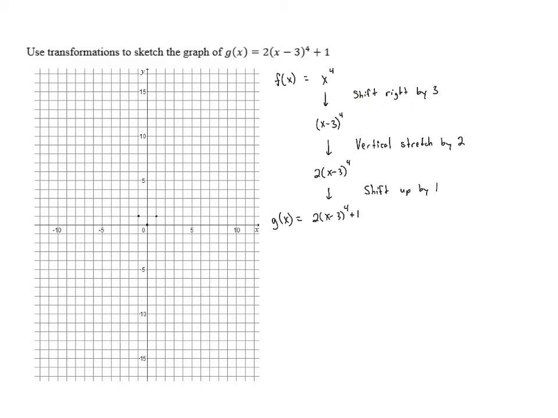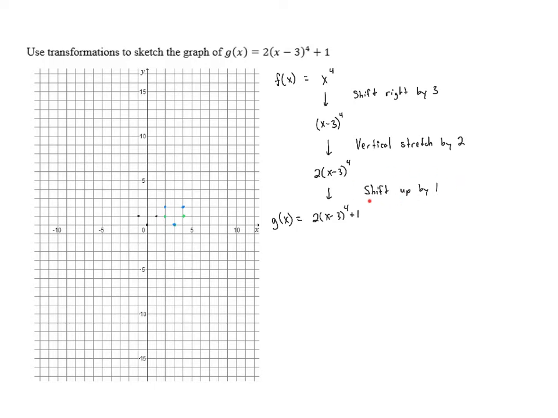First, we need to shift right 3 units. So if we take each of these points and shift them to the right 3 units, we're going to end up with these points right here. Then we need to do a vertical stretch by 2. The point that's still on the x-axis isn't going to move anywhere, but the other ones will be twice as far. So instead of having a y-coordinate of 1, they'll each have a y-coordinate of 2.